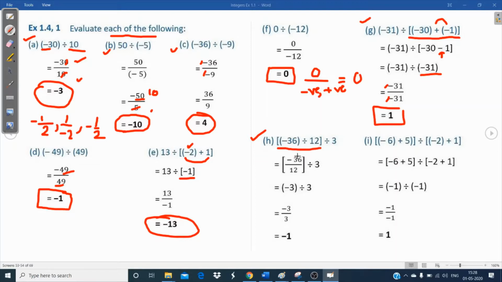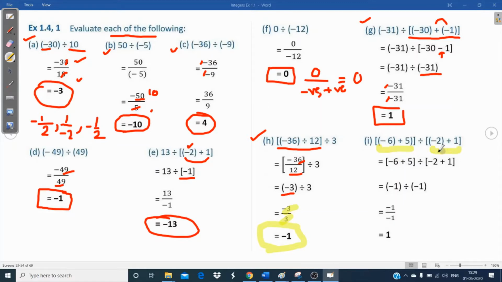Now next part, again we will solve the bracket first. So minus 36 divided by 32. When you resolve this, 12 ones are 12, 12 threes are 36. Then the minus sign is also there. So what will you get here? Minus 3. Minus 3 divided by 3, so minus 3 upon 3. 3 will again cancel out. So you will get minus 1. So after resolving this, what will you get? Minus 1.